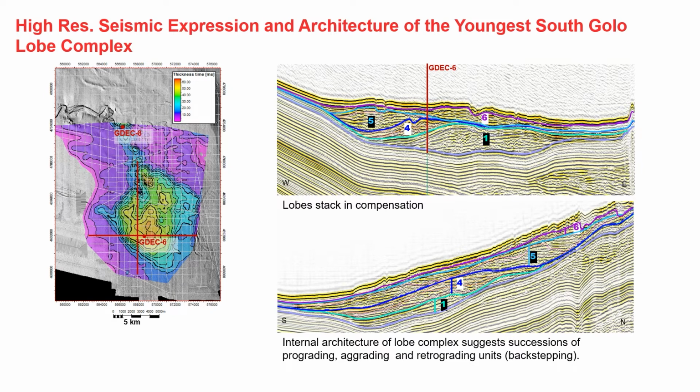The cross line and dip line to the right show that the lobe complex is made of 6 lobes deposited in compensation. Internal structures suggest a succession of prograding, aggrading, and retrograding units, but also further details like channels and levee-like deposits that have not been described in lobe environments yet.